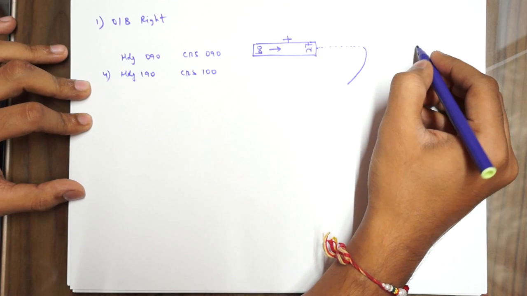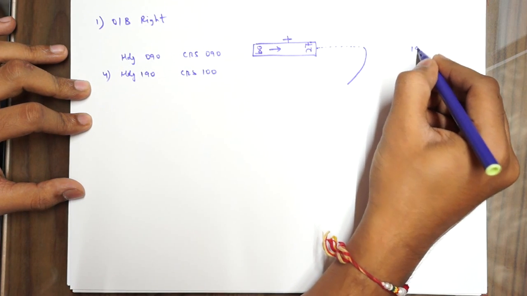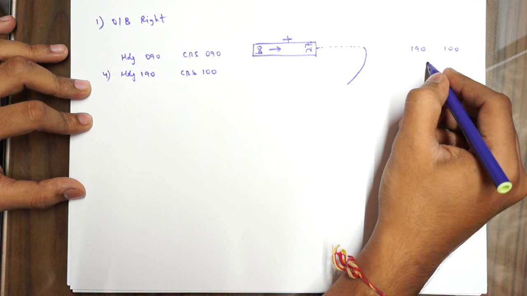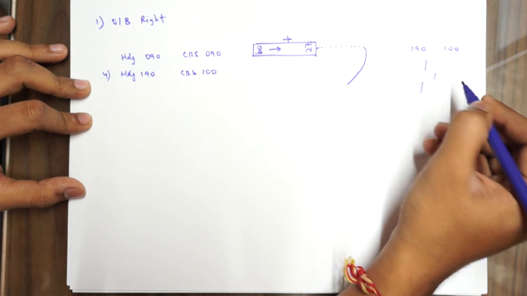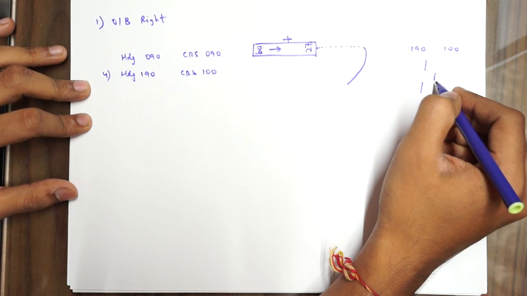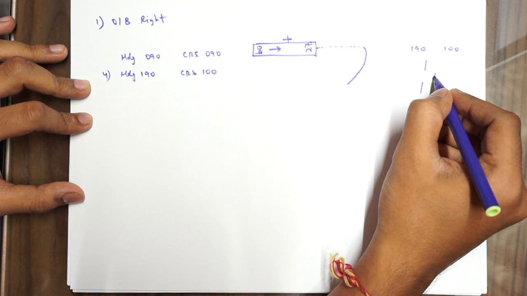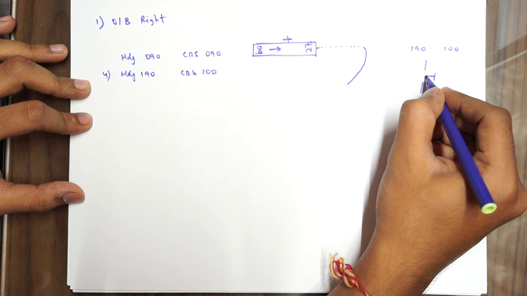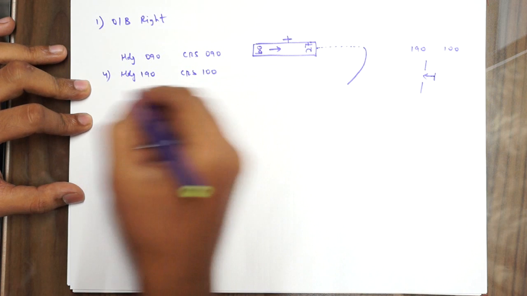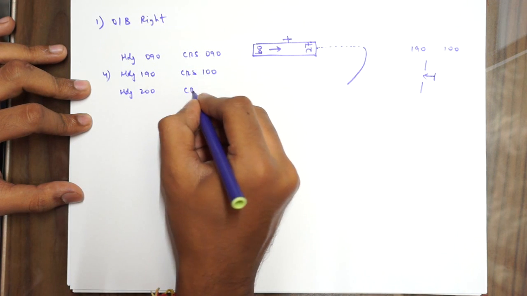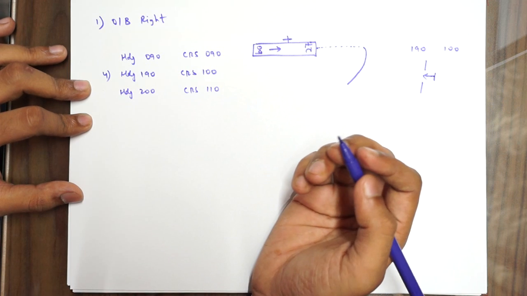Okay, so you will set your heading bug to 190 and your course window to 100. So that will mean you will have a course window something like this. Okay, and once you are established and you have started a turn at 5 DME approximately, this will come in. Okay, and then you will change your heading to 200 and course to 110.